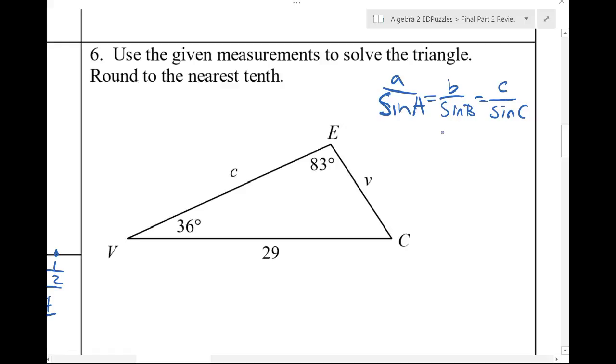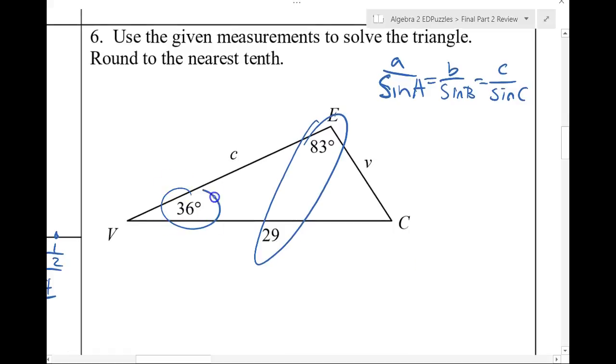So in order to do the law of sines, remember you need a pair, an opposite side with an opposite angle, and you have that here. You have the 29 and the 83. Okay, and then we also have this angle 36. So what we'd want to start with is, well, let's find this pair, the v's. We have the e's, but let's find the v's.